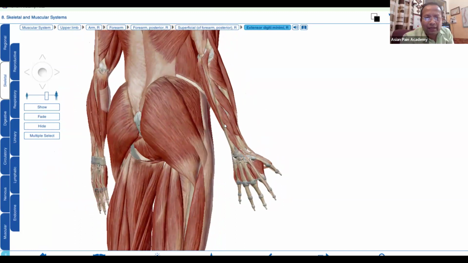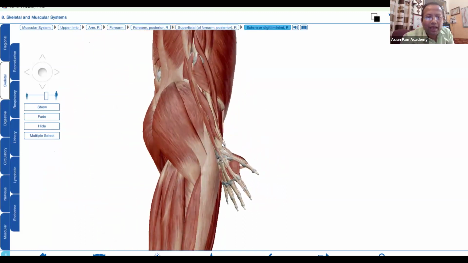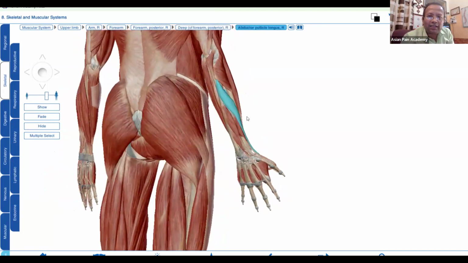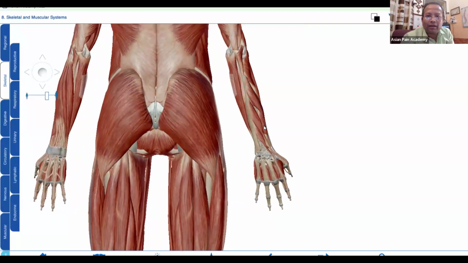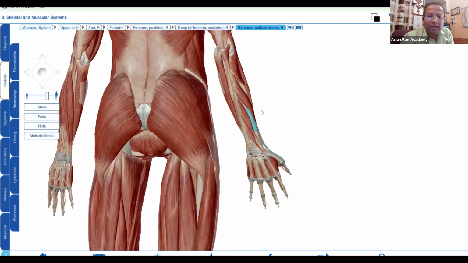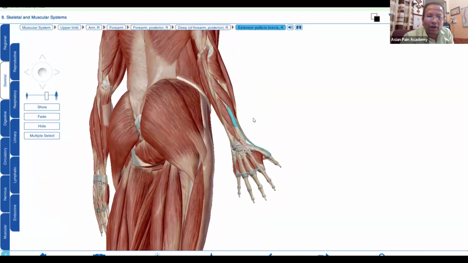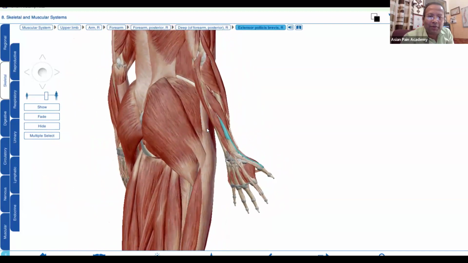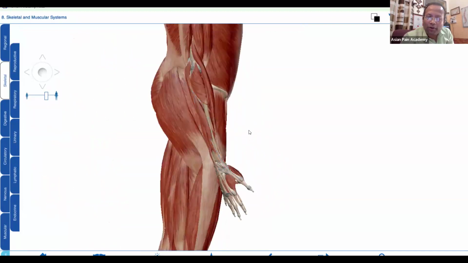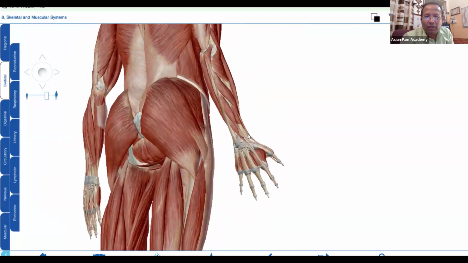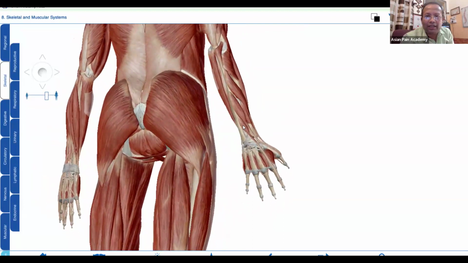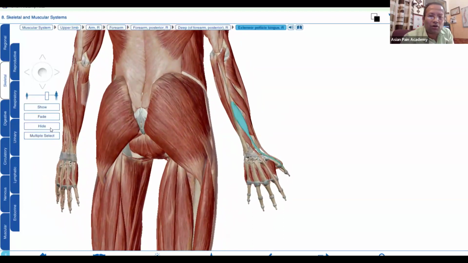But these APL, EPB and EPL. So this is APL. You can see it starts in the forearm. This is EPB. This also starts in the forearm. So these APL and EPB are compartment 1 tendons. Now comes compartment 3 tendon, that is EPL, extensor pollicis longus. I am hiding this.